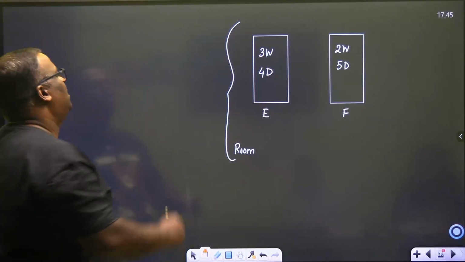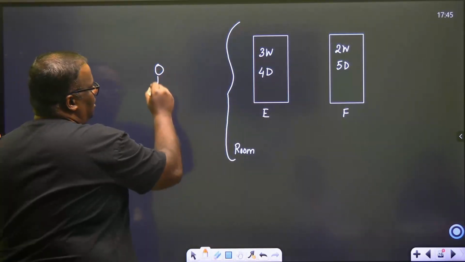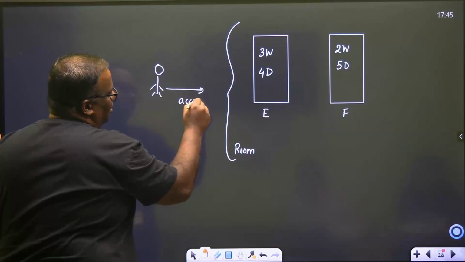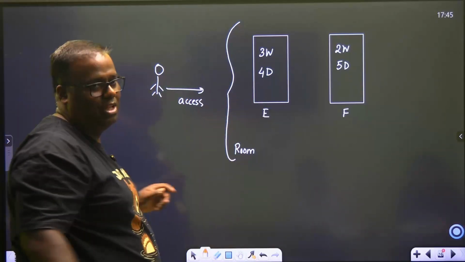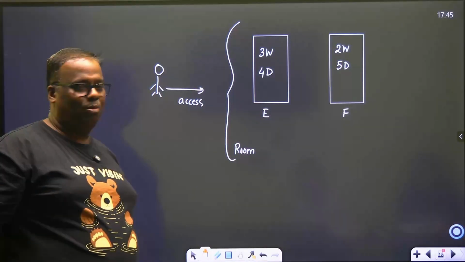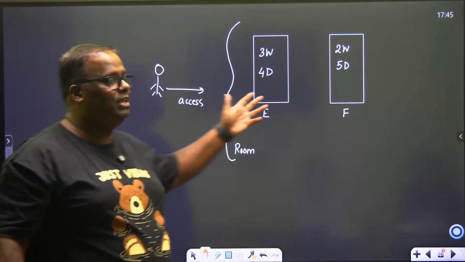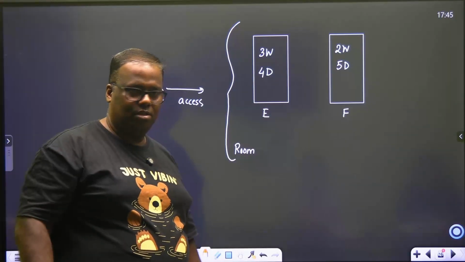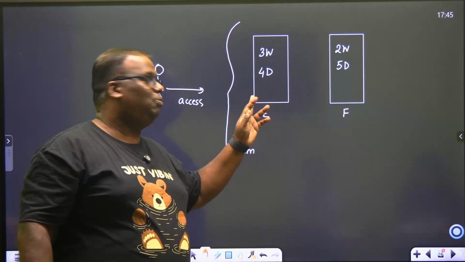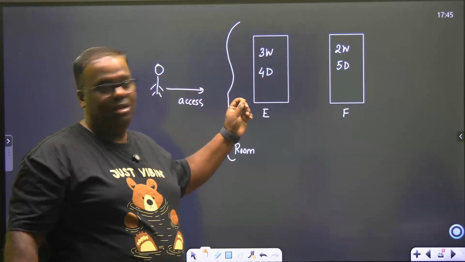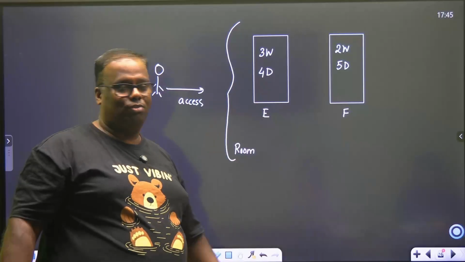You are a person who has access to this room. And let's design types of problems. Number one problem: you enter this room and tell me the probability of picking up a white chocolate from fridge E.